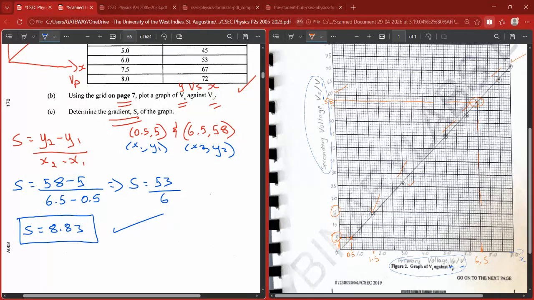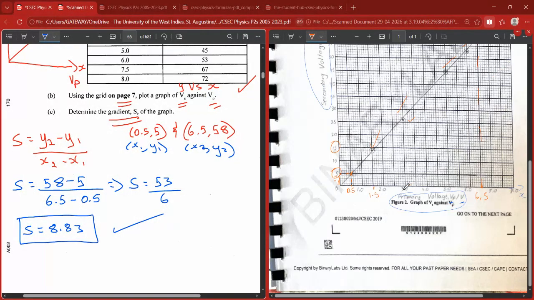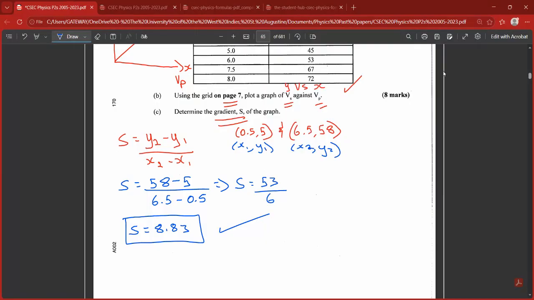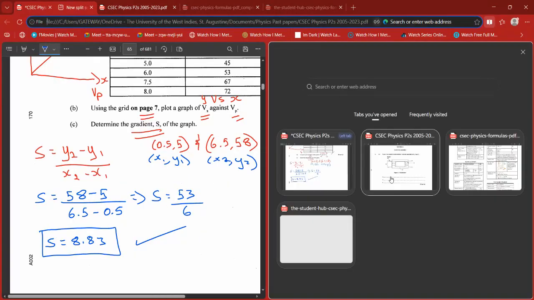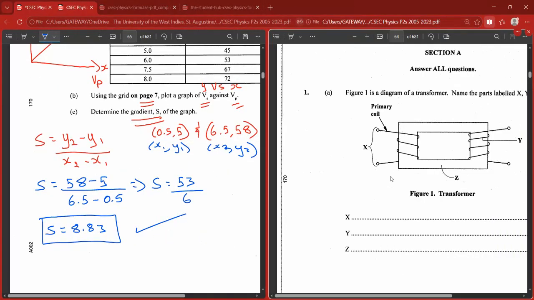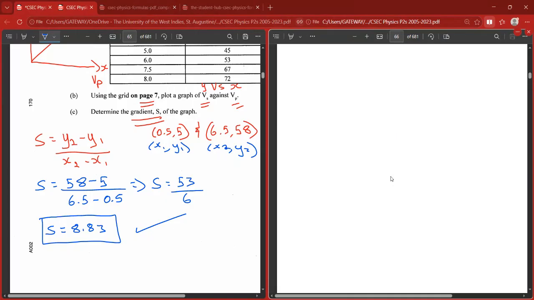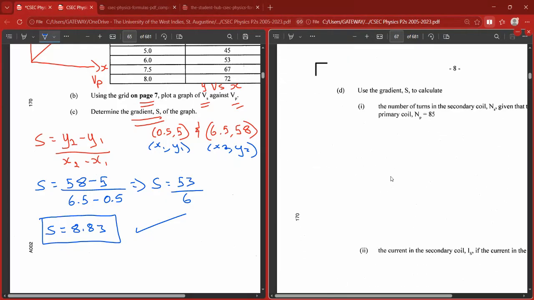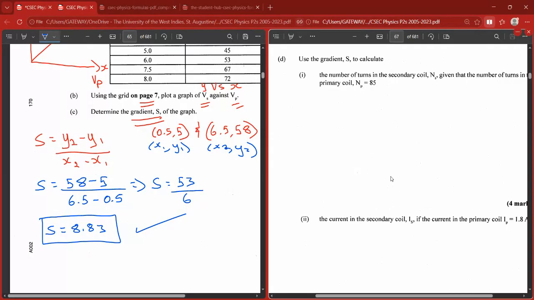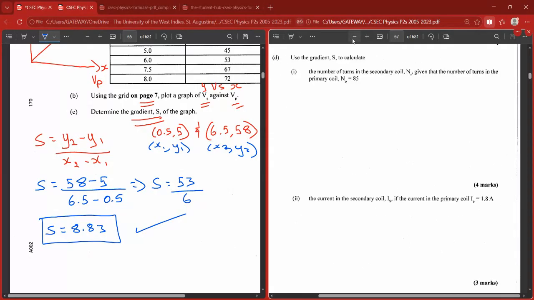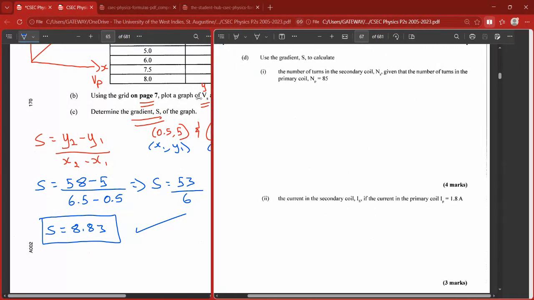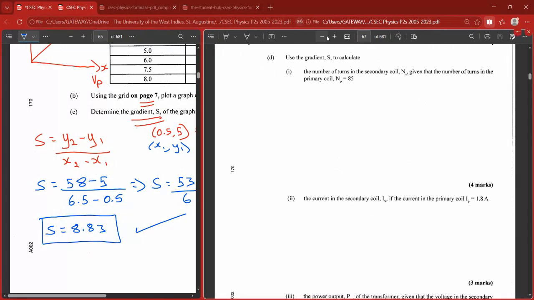So we're moving on now. That is the gradient. That is the graph. So I have to remove this. Right, so the next part D here on the right hand side. We just concern about the gradient part here for now. So I have to zoom in on this.